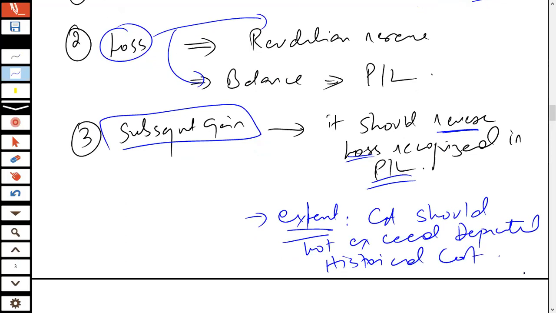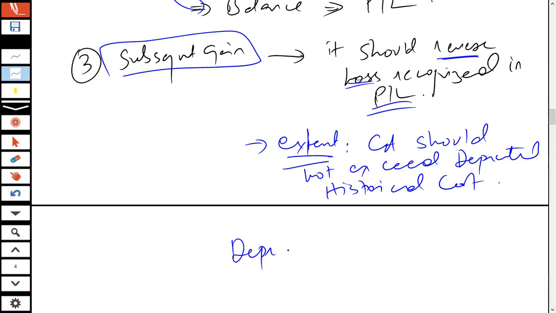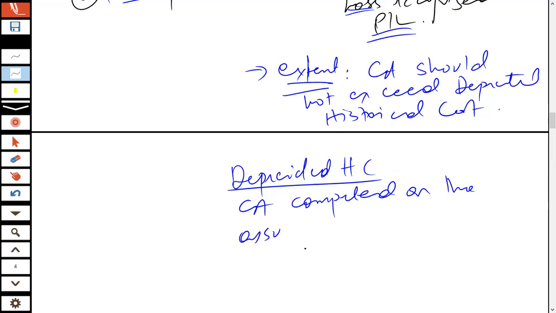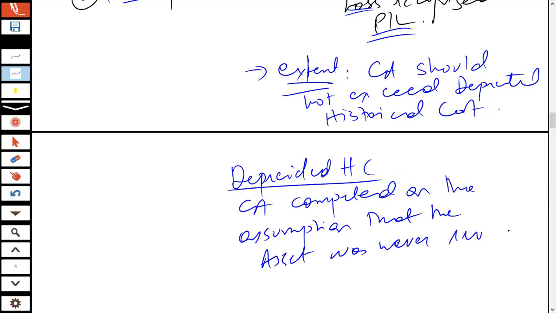What exactly do you mean by the depreciated historical cost? The depreciated historical cost is the carrying amount computed on the assumption that the asset was never revalued. I hope that I'm not going very fast. It's just a recalling. I'm trying to revise the standard. I hope that I'm not going too fast.